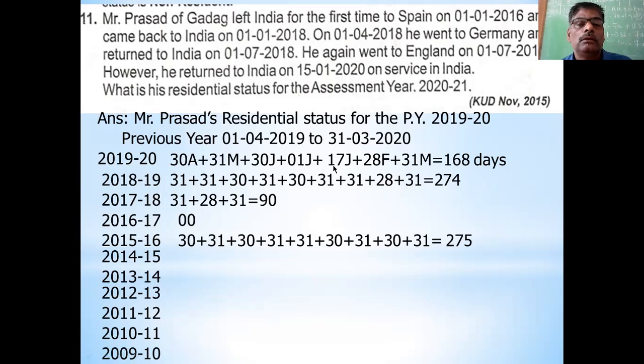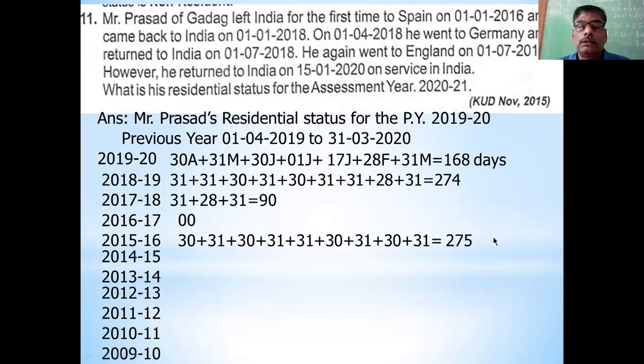So January 17 days, 15 to 31, like this you count. The days will be 17 days January, February 28, March 31 days. Two periods. April to July, one period he is in India. Second period, January 2020 to 31st March 2020, 168 days he is in India. Clear? This is the calculation of days. I calculated the days.